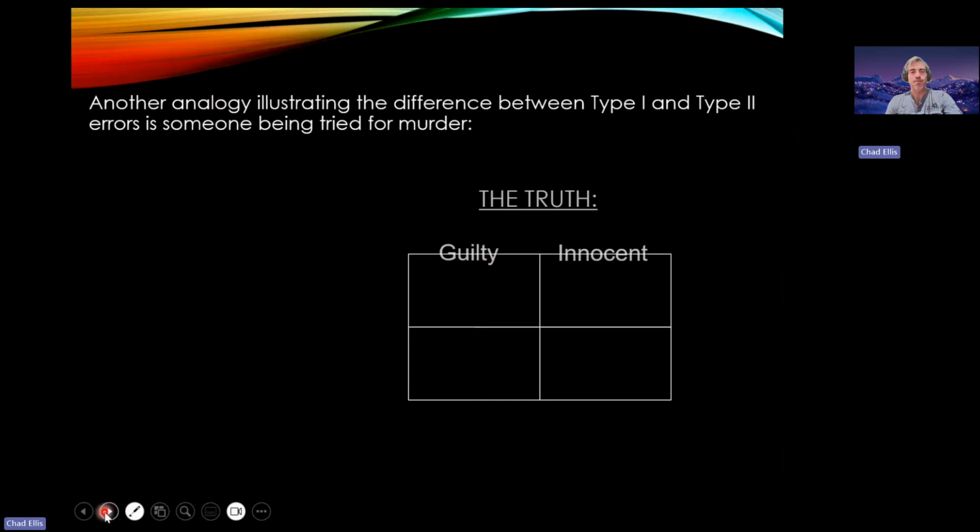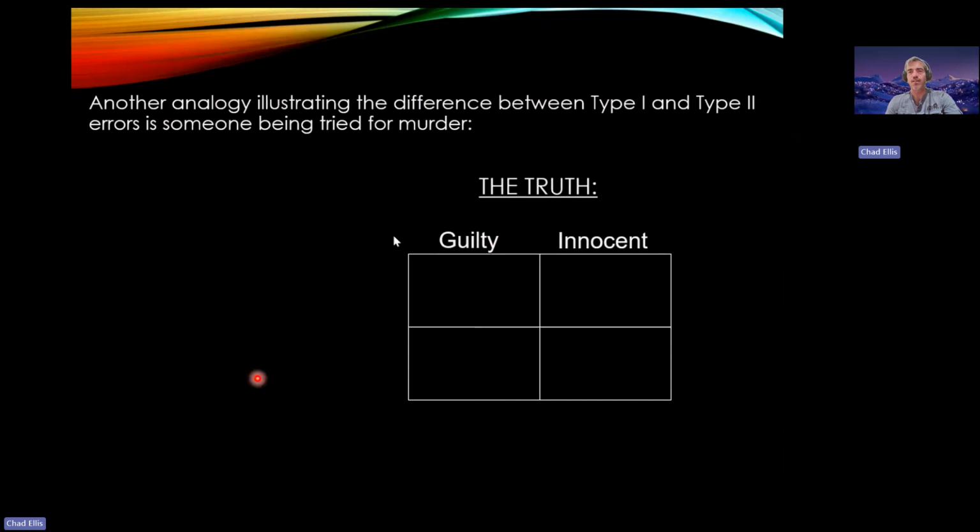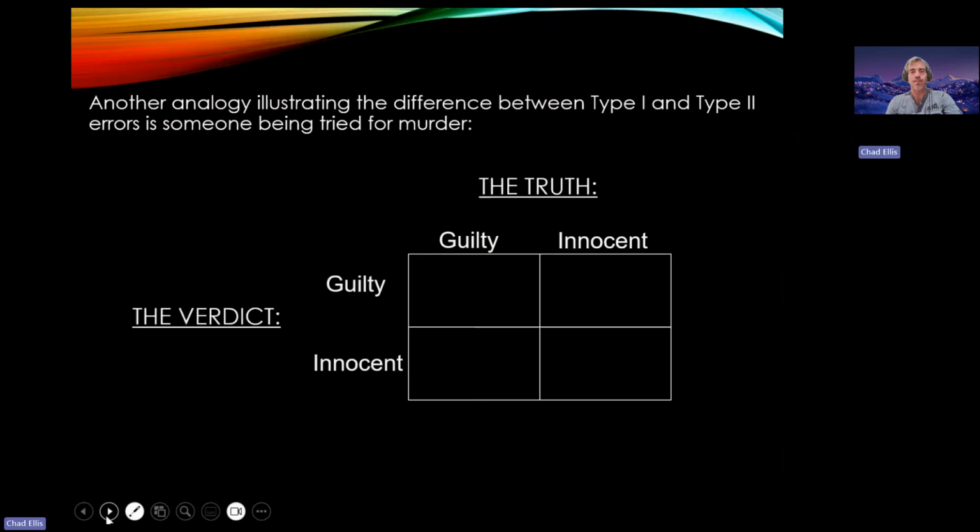So if we look at that in terms of our grid here again, imagine the truth is the person being guilty or innocent. And then the result from the trial, the verdict, is guilty or innocent. So the person actually is guilty in reality, and the trial finds him guilty. Everything's perfect. The trial worked.